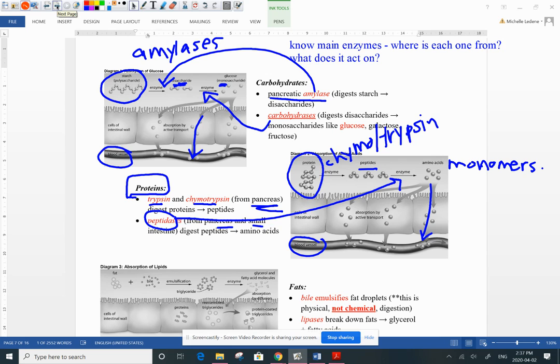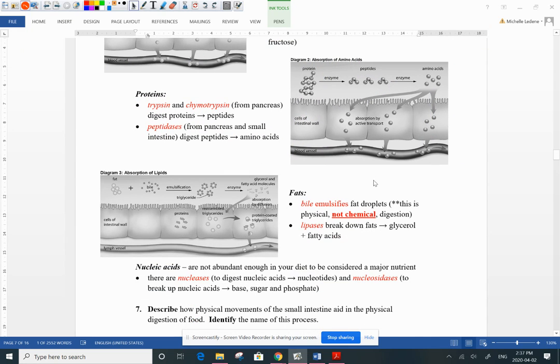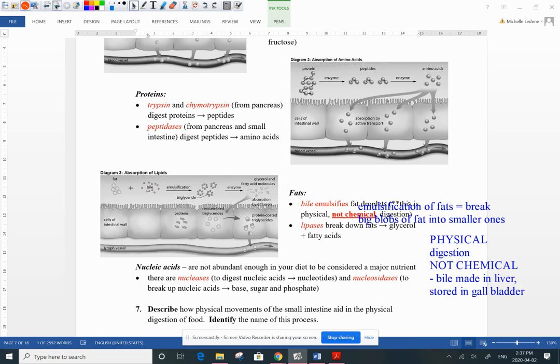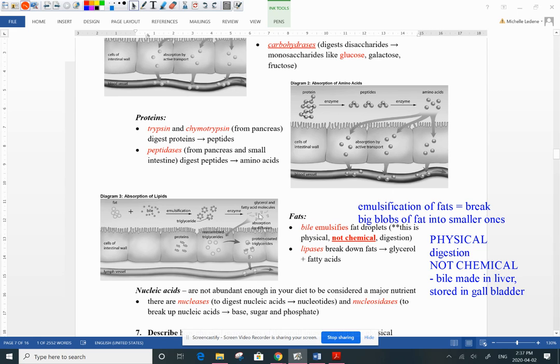What about fats? Well, we said this is the business end of your guts, guys, right? The small intestine is where all of our different macromolecules are being broken down. And so the first type of digestion that I want to talk to you about is done by this molecule called bile. And bile is not an enzyme. It does not chemically digest fat. What we call this instead is emulsification. And so what is happening is basically the bile is breaking big blobs of fat down into smaller blobs of fat, and we call that emulsification.